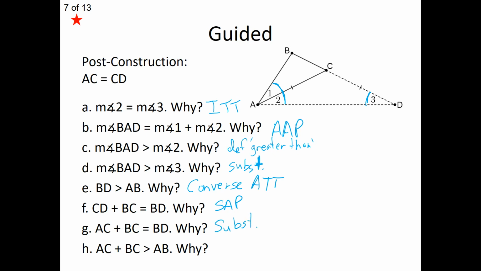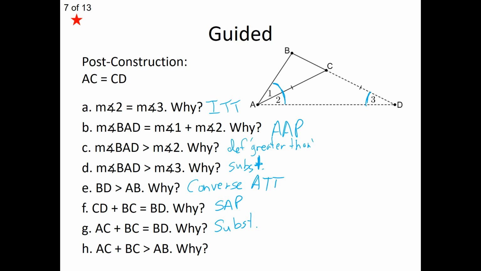So now what we have here is that AC plus BC. Hey, wait, that's what we want, right? We want to add those two sides together, AC plus BC. It's equal to the length of BD. Okay? But we know something about BD. BD is greater than the segment AB.